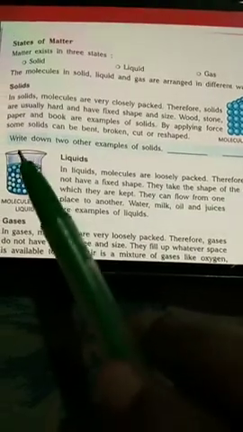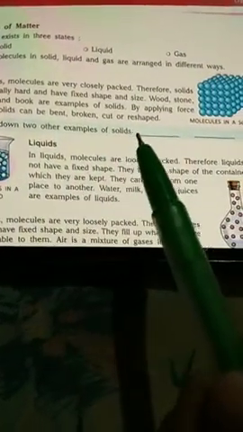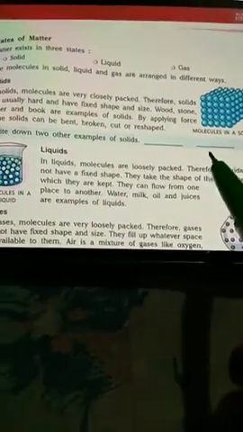Here is the example. Write down 2 other examples of solids. You can write book and copy or table or chair.